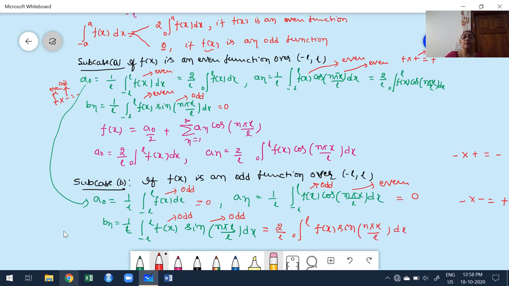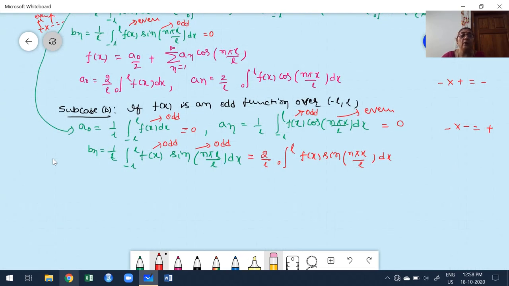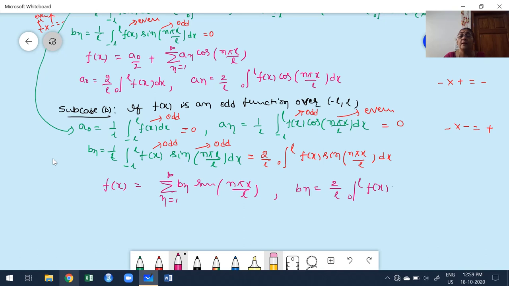Suppose the given function is an odd function in the given interval minus L to L, there is no need to find all of a0, an, bn, you just find bn. See, the modified formula: suppose f of x is an odd function in the interval in the second case, minus L to plus L. What is my formula for construction of the Fourier series? Summation of n ranging from 1 to infinity bn sine of n pi x by L, where bn formula is 2 by L, integral 0 to L, f of x sine of n pi x by L with respect to x. Now observe carefully here.